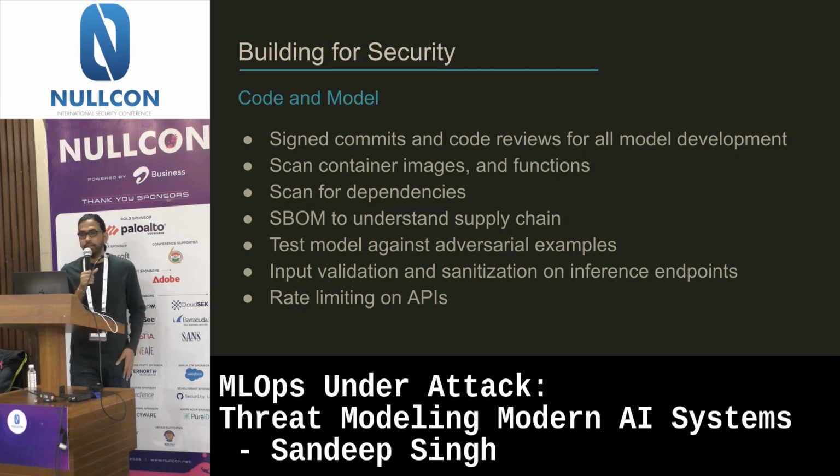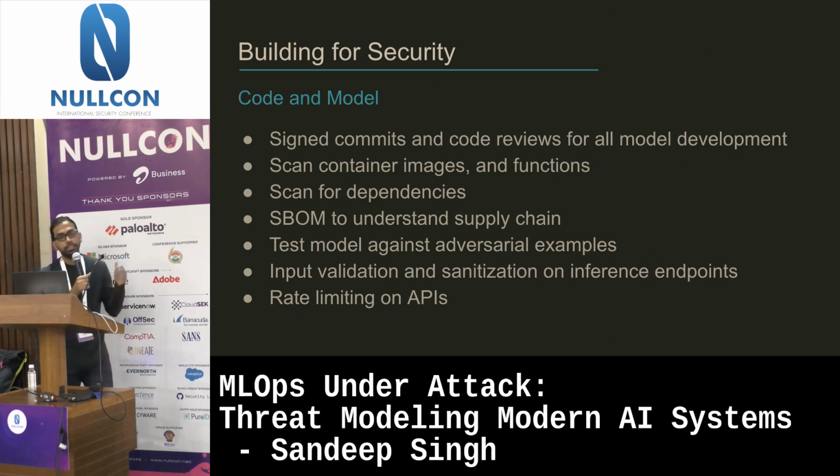So for code and model, the usual things: you need signed commits, code reviews for all model development, scanning your container images. But again, you scan for vulnerabilities and known things, but the architecture is important: how a particular container is being deployed and how the whole thing is working. Then you scan for dependencies, and test the model for adversarial examples, which is basically all the prompt injections and things like that we talk about.